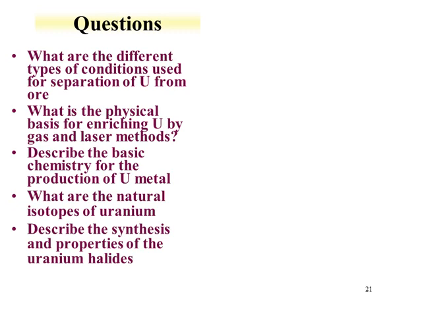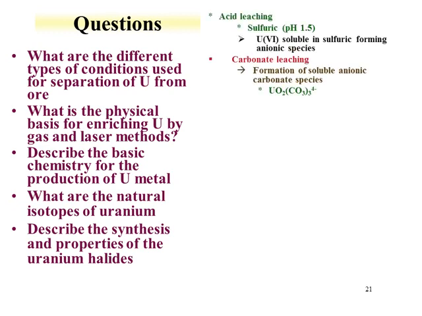Some questions that you should be able to answer based upon the two lectures are listed here. One would be, what are the different types of conditions used for separation of uranium from ore? Well, there are two types of conditions. One would be an acid leaching, for instance, with 1.5 molar sulfuric acid. Uranium-6 is soluble in sulfuric acid, forming anionic species, so uranyl sulfate. Anionic species are also formed with carbonate leaching. So in a basic system, you can form carbonate systems. The uranyl carbonate will go into the solution phase. This is beneficial because a lot of metal ions will then go into the solid phase, so you can achieve an initial bulk separation with this route.